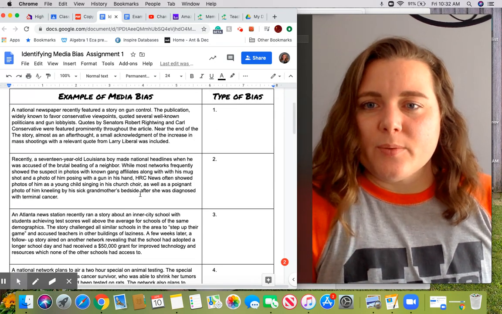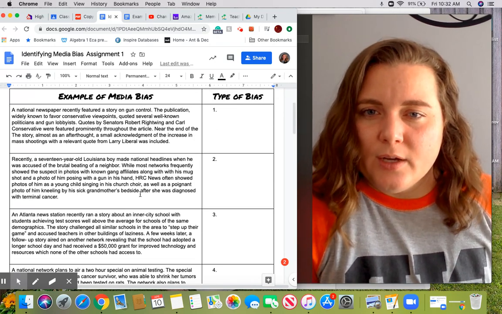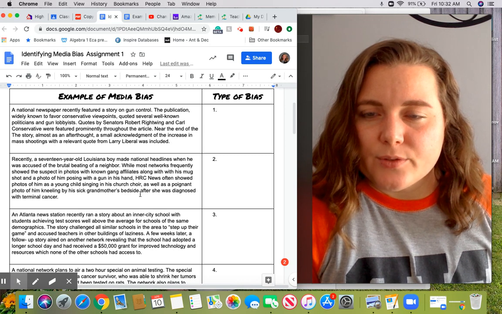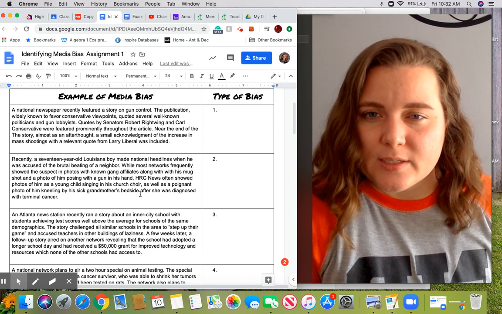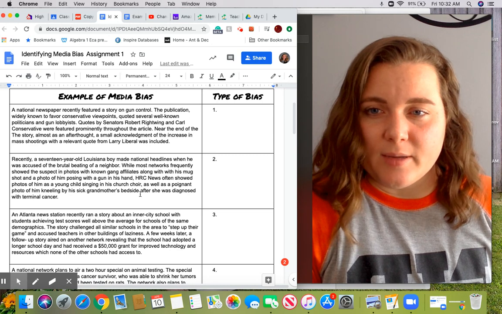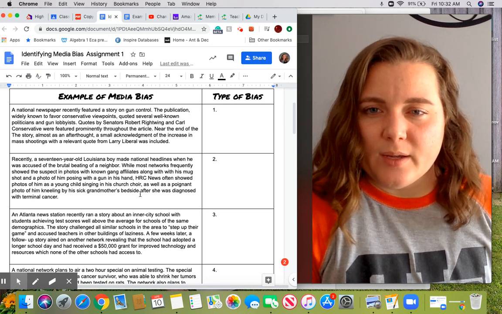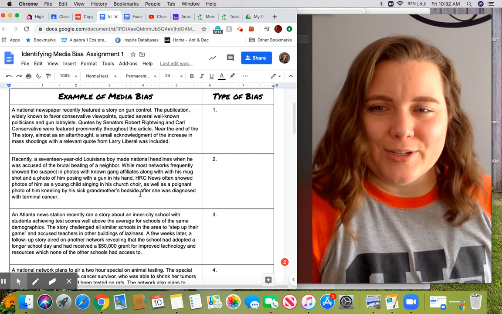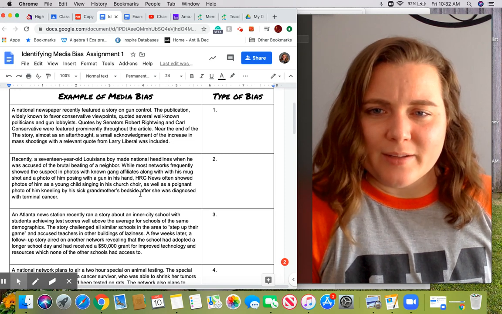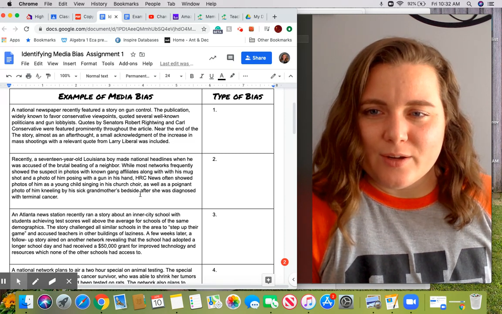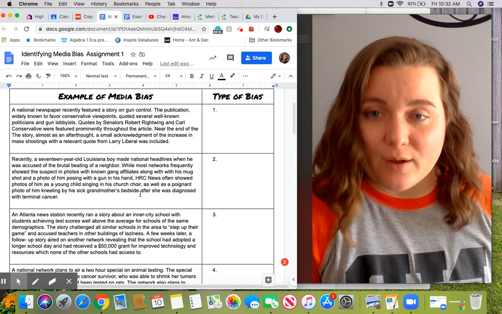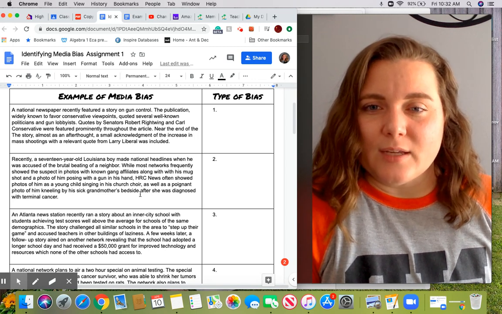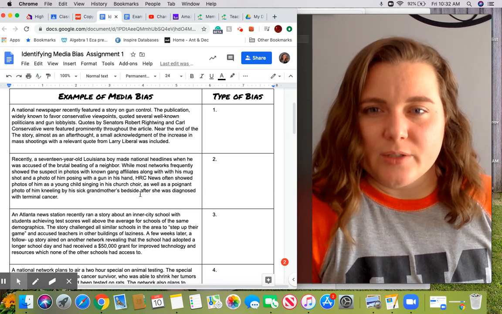A national newspaper recently featured a story on gun control. The publication, widely known to favor conservative viewpoints, quoted several well-known politicians and gun lobbyists. Quotes by Senators Robert Right-Wing and Carl Conservative were featured prominently throughout the article. Near the end of the story, almost as an afterthought, a small acknowledgement of the increase in mass shootings with a relevant quote from Larry Liberal was included.